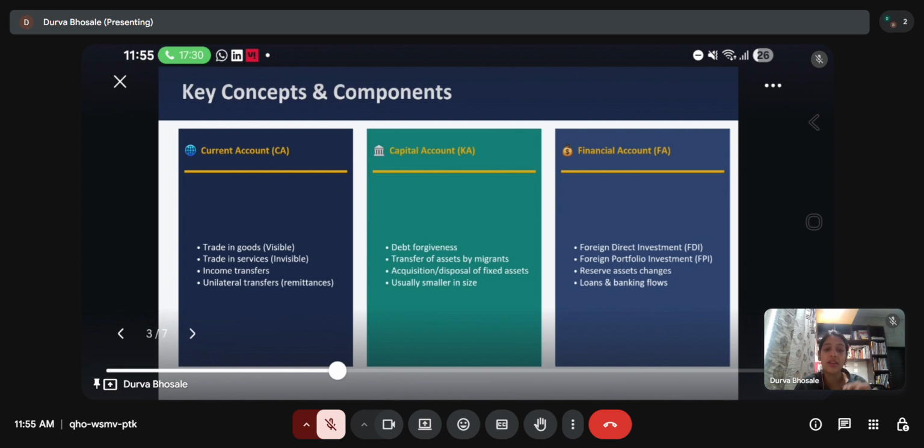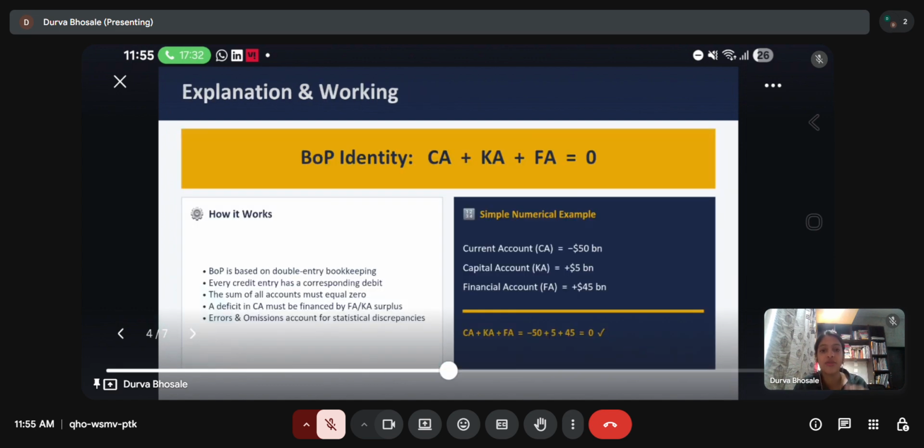So now let's understand the explanation and the working of the identity. The balance of payments identity is equal to current account plus capital account plus financial account equal to 0. Why is this? Because BOP is based on double entry bookkeeping, which means that every credit must have a corresponding debit, and the sum of all of these accounts must equal to 0. For example, a deficit in current account must be offset by a surplus in capital or financial account, and errors and omissions are also to be included.